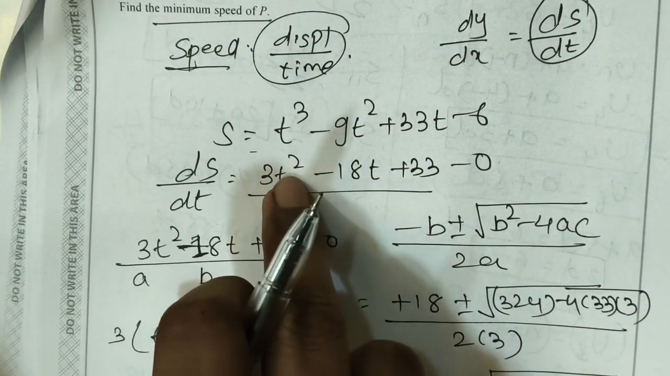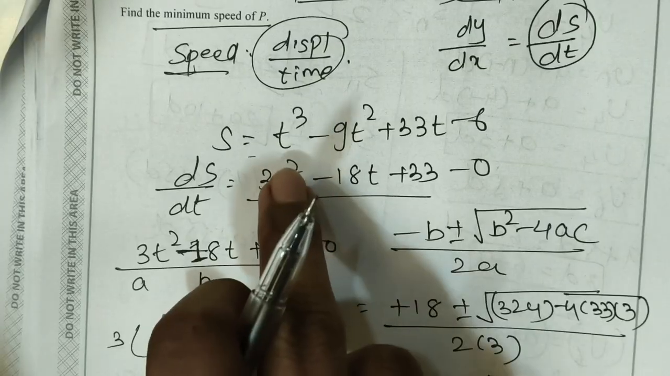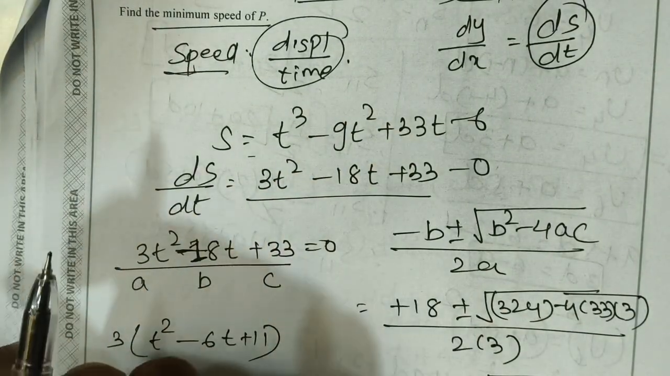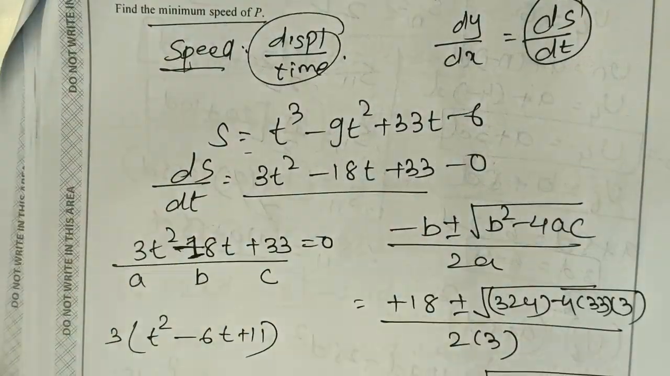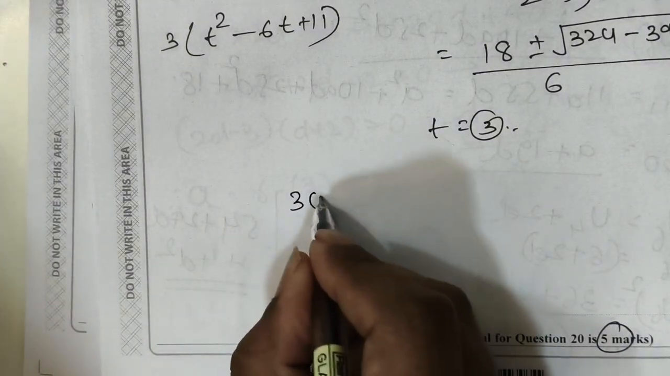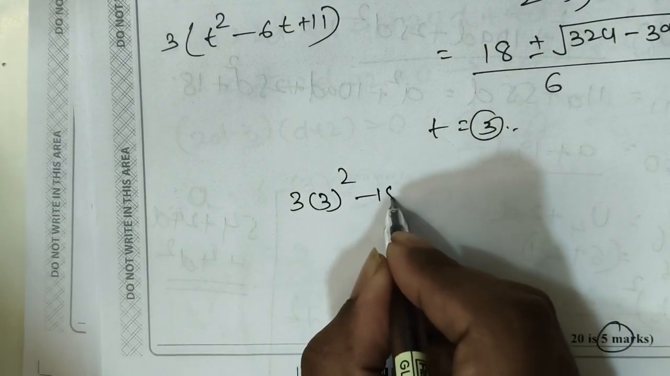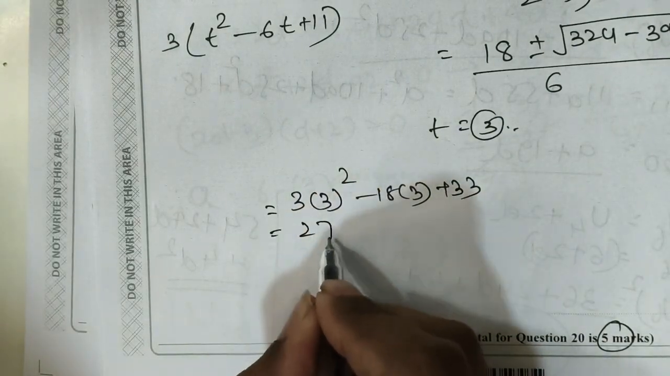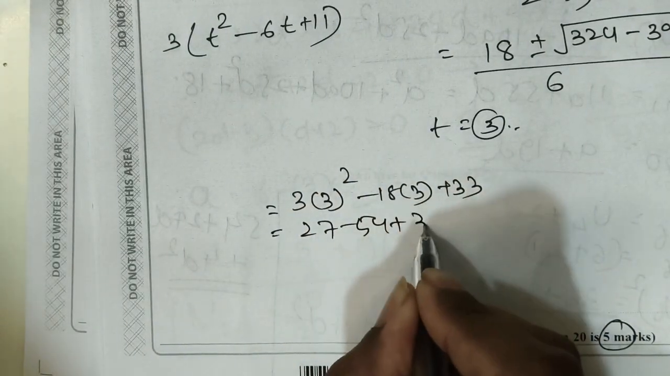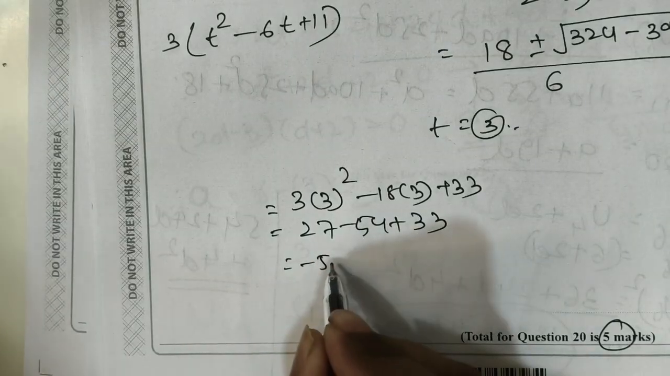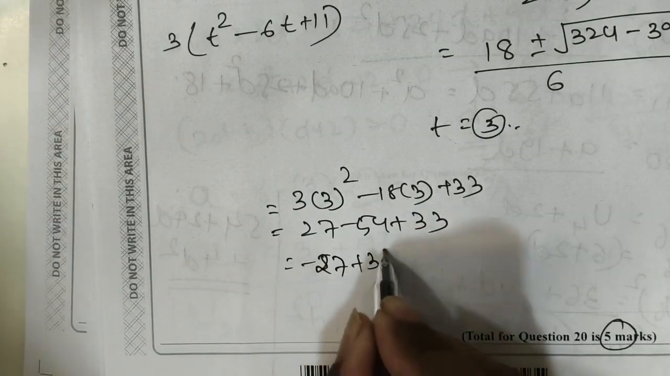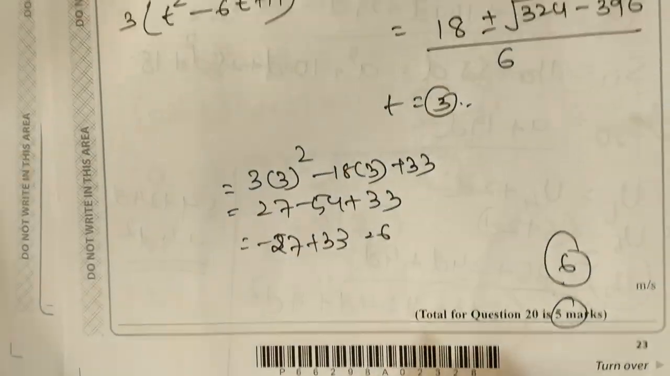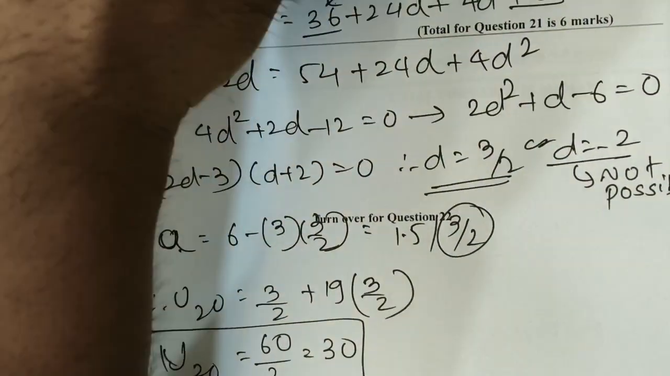Correct? So if you got the value of t as 3, just put this value into the speed-time graph here. Correct? So 3t square minus 13t plus 33, and you will get the value. Correct? So you can say it as 3 times 9 minus 18 plus 33, which is 27 minus 54 plus 33, which is minus 27 plus 33, which is 6. So your answer is 6. Correct? Let's go to the next one.